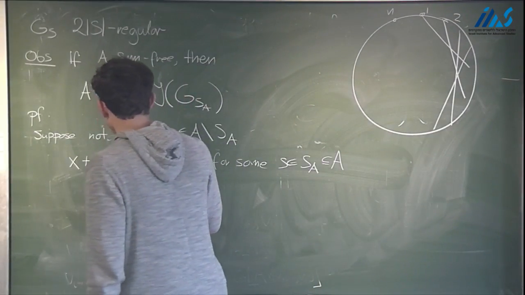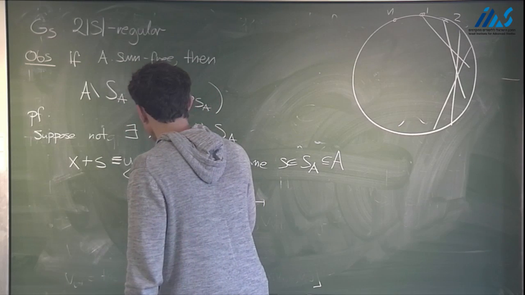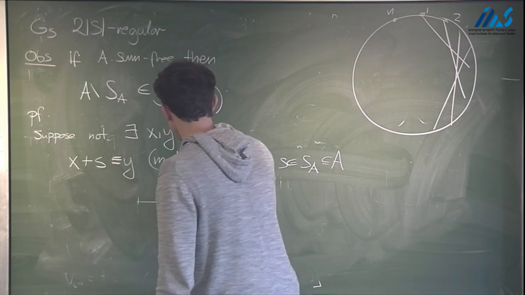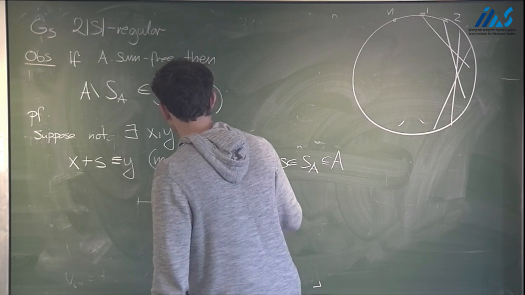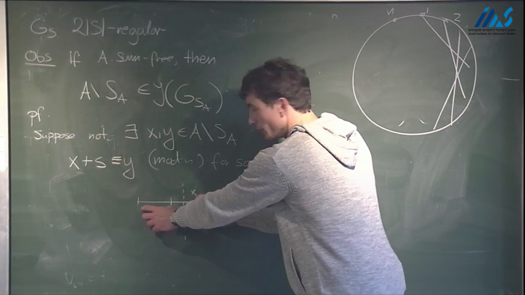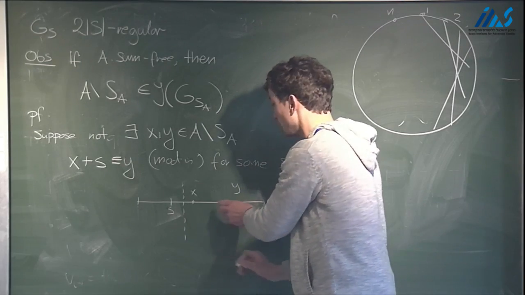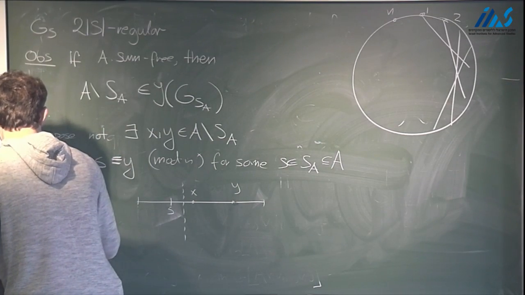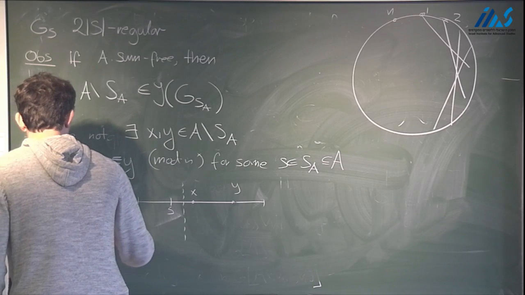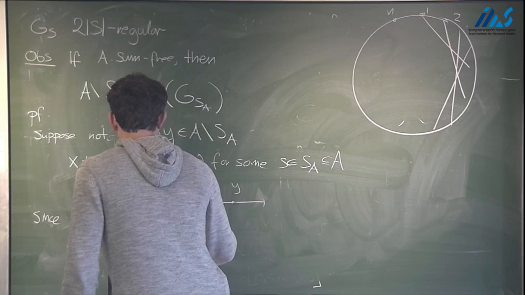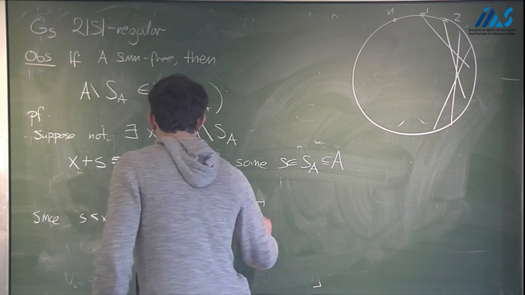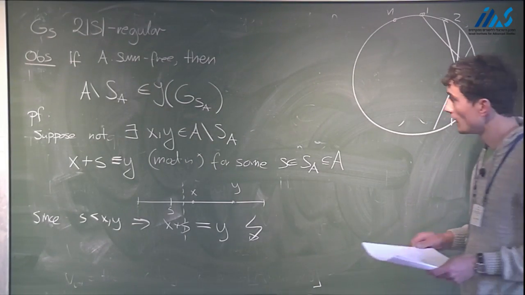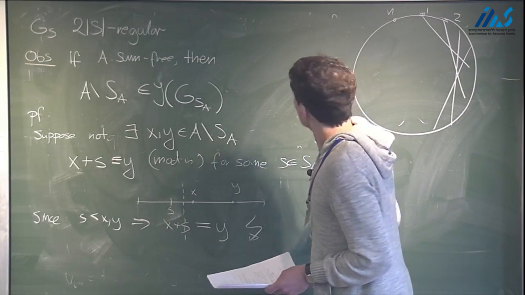And this is true because, so here somewhere I have S, and this is where the smallest elements end, and x and y are somewhere here. And since s is smaller than x, there's no way I could wrap around. So really, x plus s needs to be equal to y. So since s is smaller than x and y, x plus s is really equal to y, which is a contradiction.